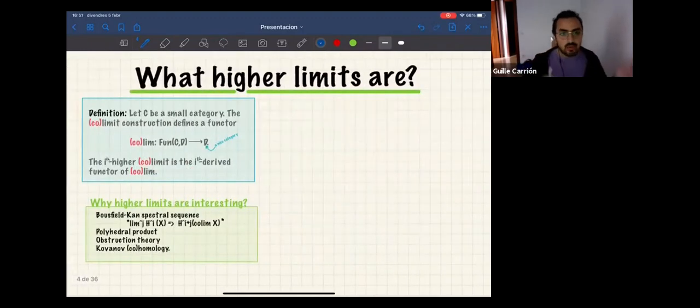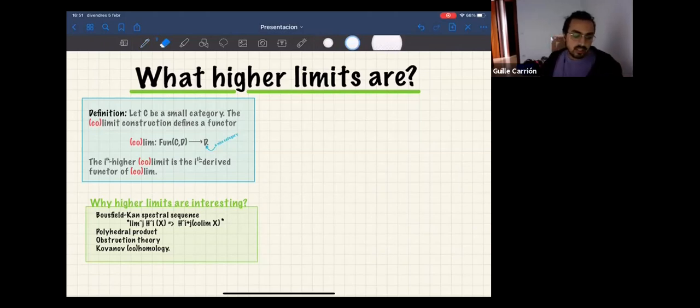Now we know what higher limits are, but why are higher limits interesting to us? I'm going upwards in this list. The cohomology of a nerve can be computed using these higher limits. Also, they appear naturally in obstruction theory. Polyhedral products are topological spaces defined as homotopy colimits, so higher limits are involved here too. But my favorite motivation to learn about higher limits is the Bousfield-Kan spectral sequence.